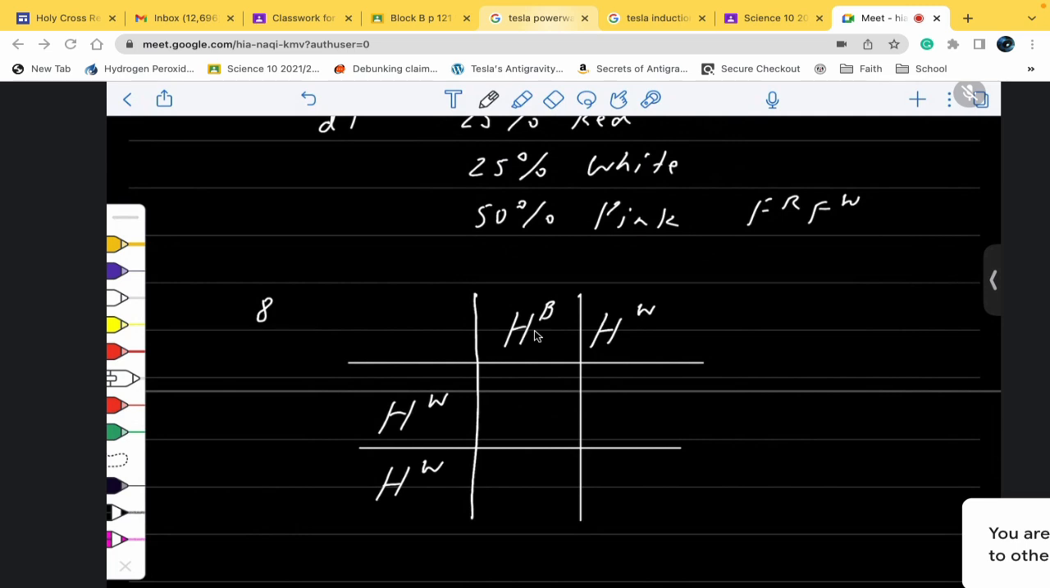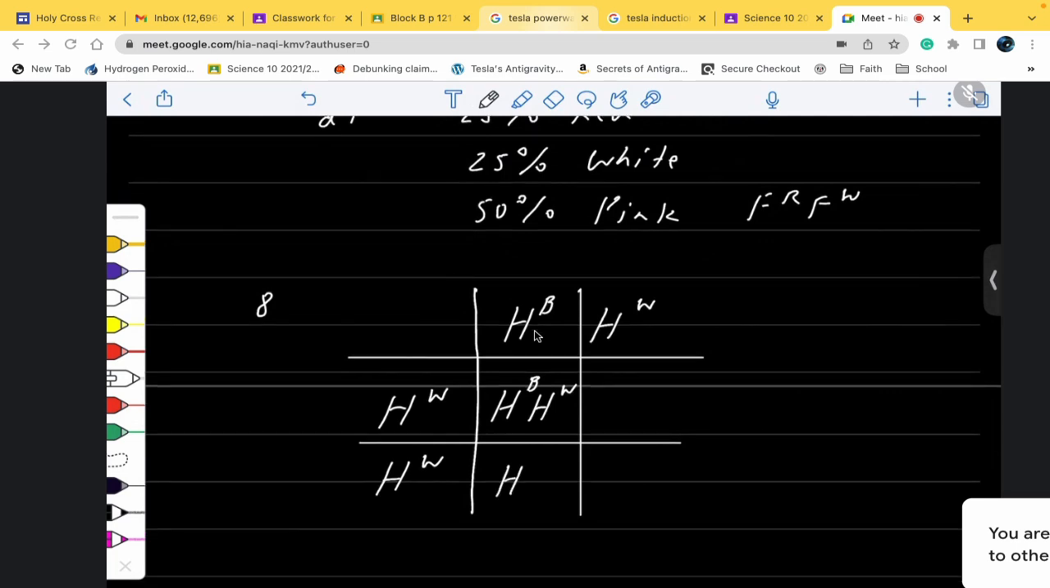Okay. So I usually start with column, row, row. So the first column, HB, HW, and then again, first column, HB, HW. So far, grays. Next column, HW, HW, white. And then HW, HW, right, white. Okay? So the possible genotypes.